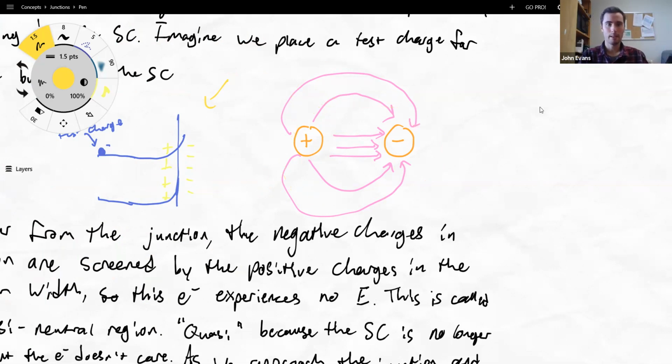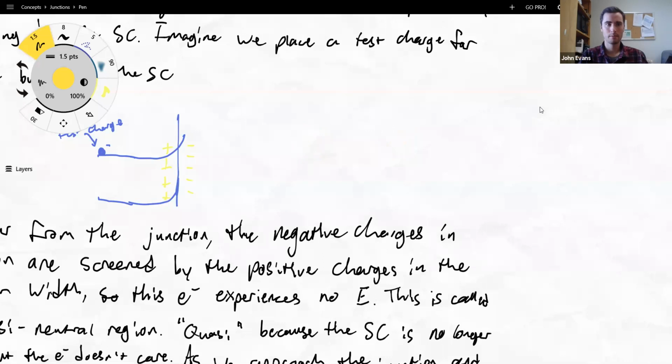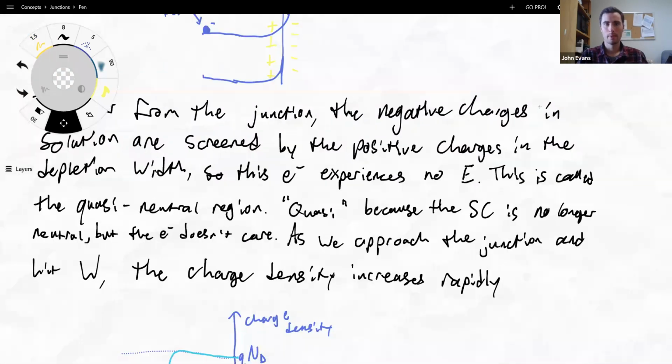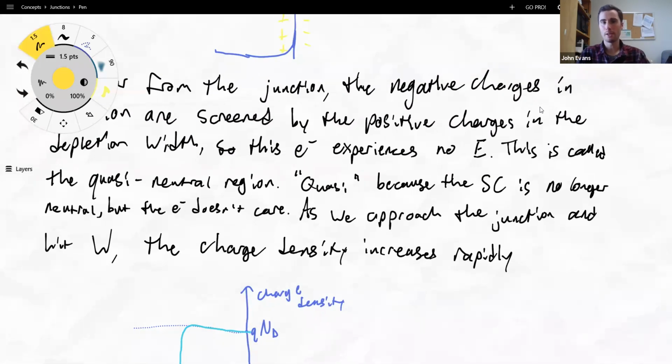So we call that the quasi-neutral region, because the charges in that region, far away from the junction, are not experiencing any electric fields. They act as though the semiconductor is completely neutral. They can move around freely. There's no forces affecting their motion. It's called quasi-neutral because the semiconductor at this point is charged. So it's not strictly neutral.